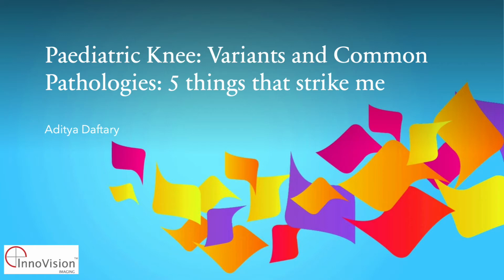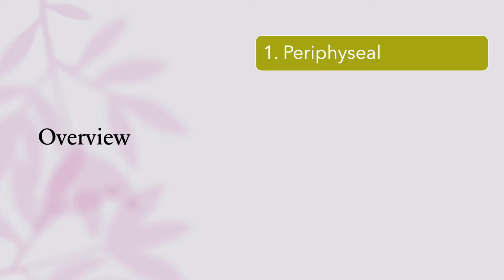I've taken the liberty to reduce this talk down to the 5 things that I look at or see commonly when I'm looking at pediatric knee radiographs and MRIs. The way I've structured this talk is to look at the 5 common areas where I find abnormalities that are typical of children. So the first is periphyseal regions.